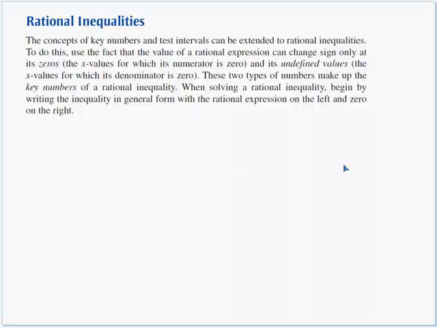When solving a rational inequality, begin by writing the inequality in general form, which just means equal to 0, or greater than 0, or less than or equal to 0, with the rational expression to the left and 0 on the right.